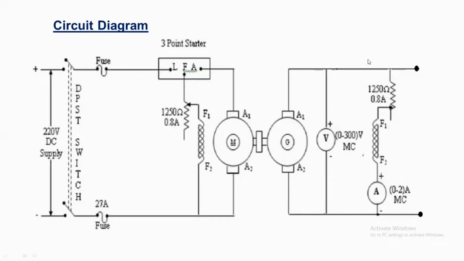Then the procedure of this experiment. First of all, switch on the power supply, followed by closing the DPST switch. Here we use the MCB switch, so close the MCB switch. Then start the motor using the 3-point starter. Slowly start the motor so that the resistances are cut out gradually. It reduces the starting current of the motor.